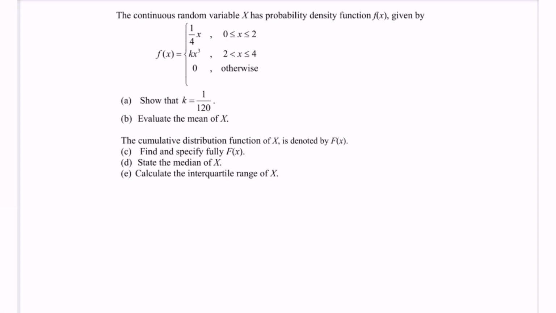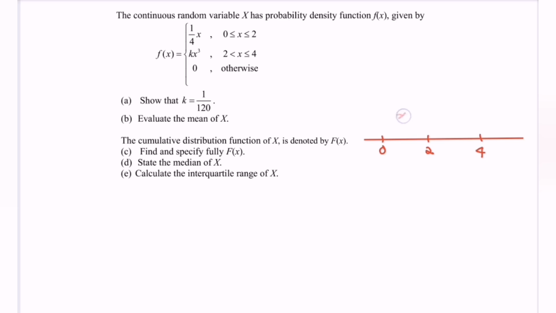Hello everyone, in this video I'm going to discuss the example for random variable. The continuous random variable X has a probability density function given by the situation below. My suggestion is to express the situation in a real number line. So here we have the situation from 0 to 2, from 2 to 4.